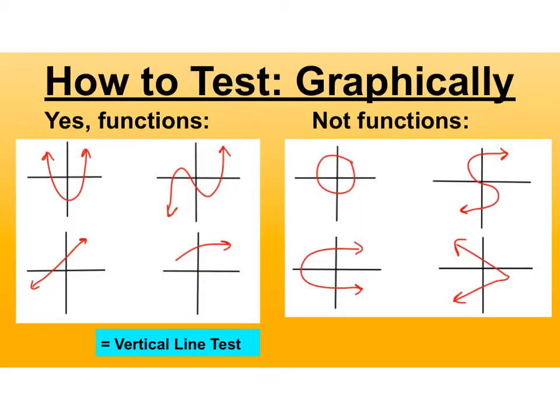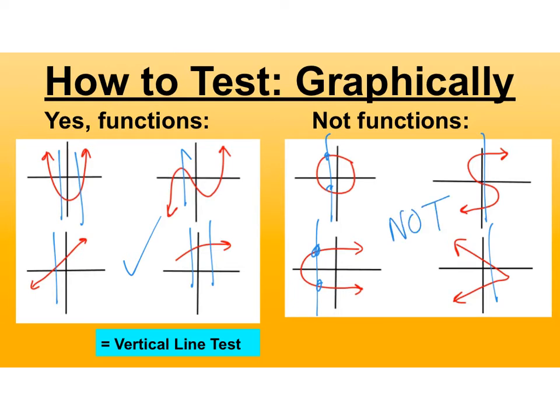We have the vertical line test for it. If I can draw a vertical line anywhere through and only pass through once, then these are all functions. But here I pass through twice, and here I pass through twice, and 3 times, and twice. So these are not functions because they fail the vertical line test.